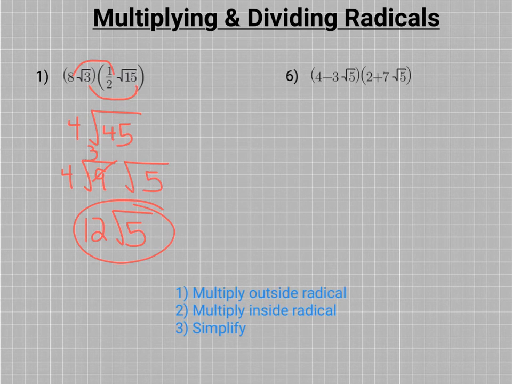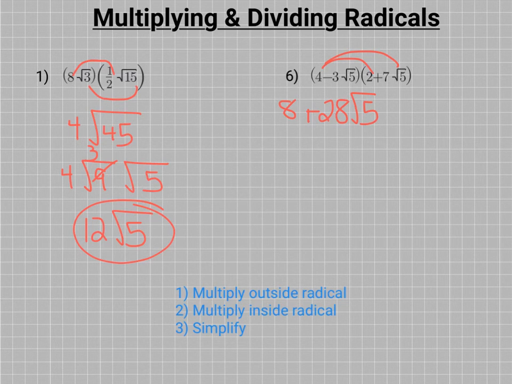All right, so let's jump ahead to number 6. Now in number 6, we have a binomial times another binomial. So when that happens, we know we have to double distribute. So I'm first going to take the 4 and distribute it to both terms in the second set of parentheses. All right, so 4 times 2 is 8. And then 4 times 7 radical 5. Well, we're going to multiply the numbers on the outside. So 4 times 7 is 28. So we have positive 28. And I'm just going to bring that radical 5 down because we don't have another radical to multiply it by.